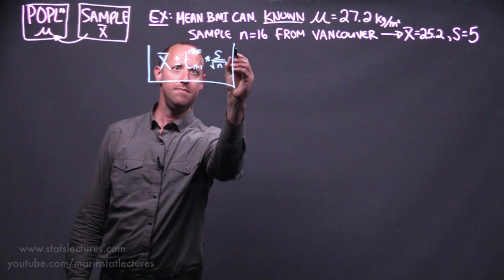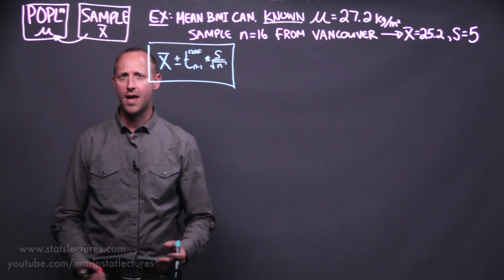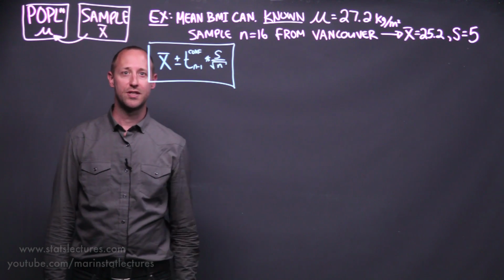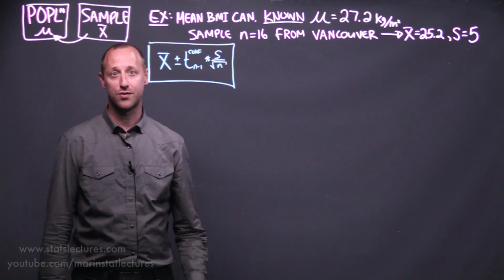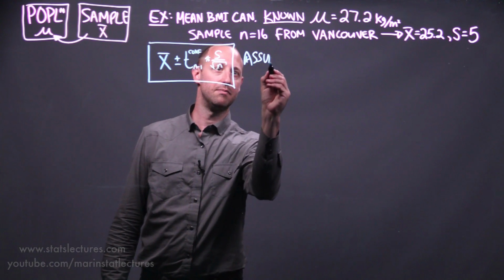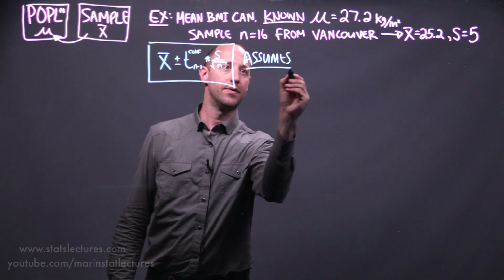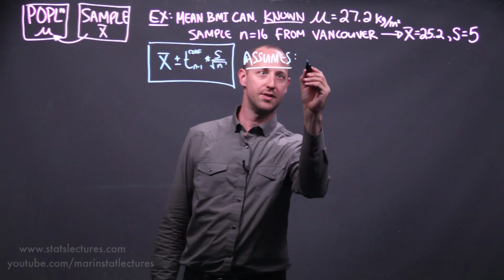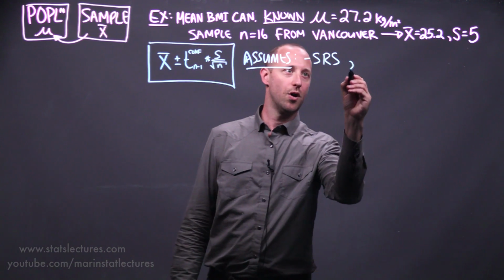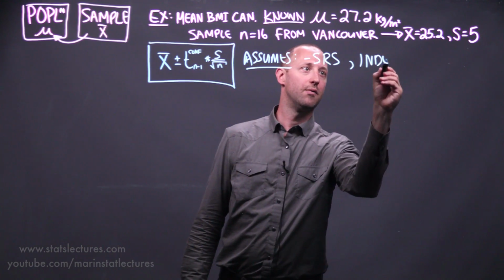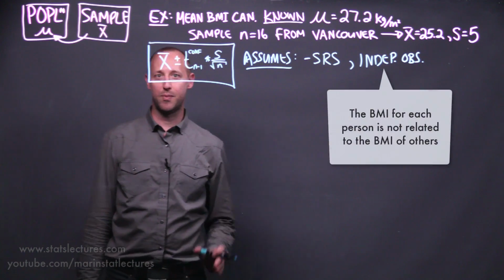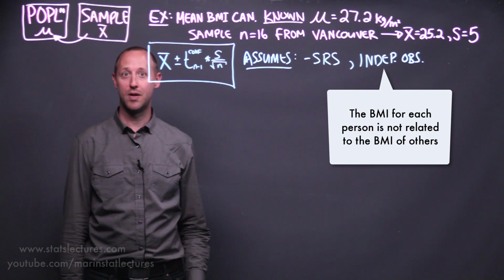And we learned earlier that we can do that using this formula here, and we built up the concepts of why this makes sense. So first let's talk about the assumptions. In order to use this formula or construct this confidence interval, we need to have a few things met. The first is that this assumes we have a simple random sample, and we're also going to assume that we have independent observations, meaning the BMI for person 1 is not dependent on the BMI for person 2, and so on.